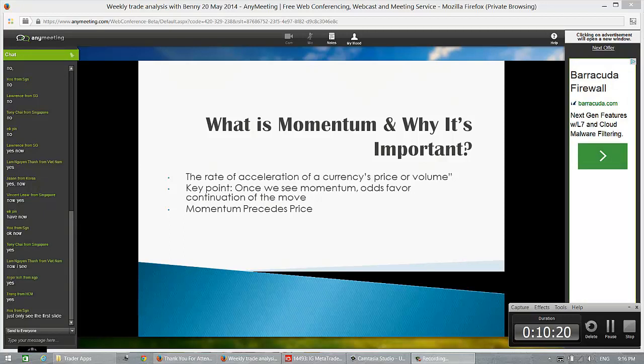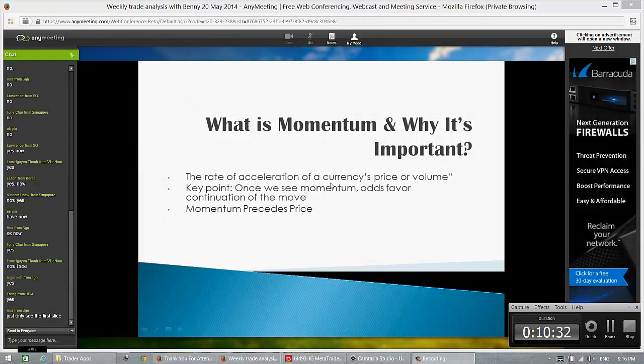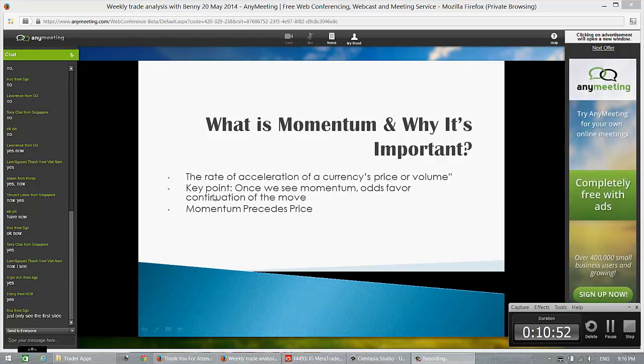Okay. Now, what is momentum and why is it important? When we talk about momentum, we're talking about the rate of acceleration of a currency, price, or the volume. Of course, when you trade forex, we don't really talk about volume. There's no volume in forex, because there's no centralized exchange. So we are more talking about how fast the market moves out of the trading range. The key point here is once we see the momentum, the odds favor continuation of the move, right?